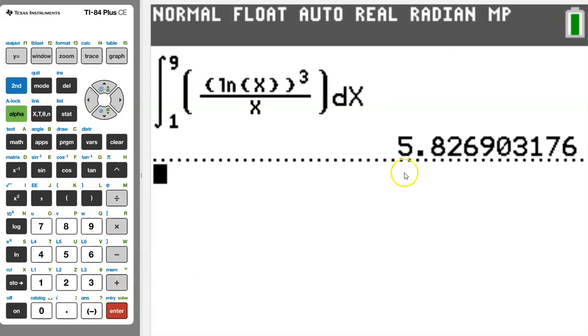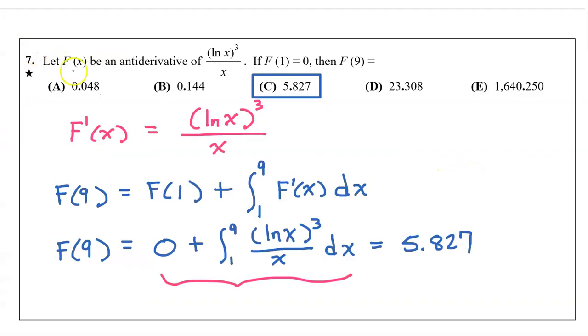Kabam! So 5.827 if you round up. So the answer is C.